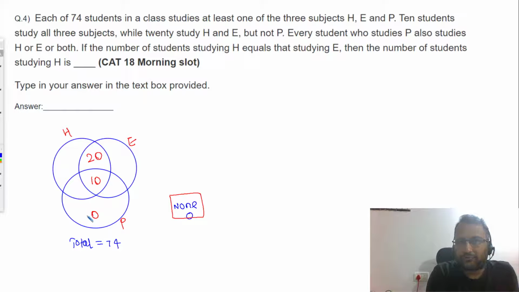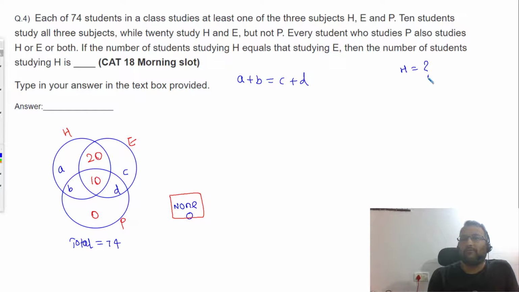If the number of students studying in H is equal to studying in E, so from this what we can conclude, everyone? If this is A, B, C, D, we can conclude that E is equal to H. It means A plus B is equal to C plus D. Then the number of students studying in H is how much? We want to find the total of H, everyone. The total of H is going to be how much? 30 plus A plus B.